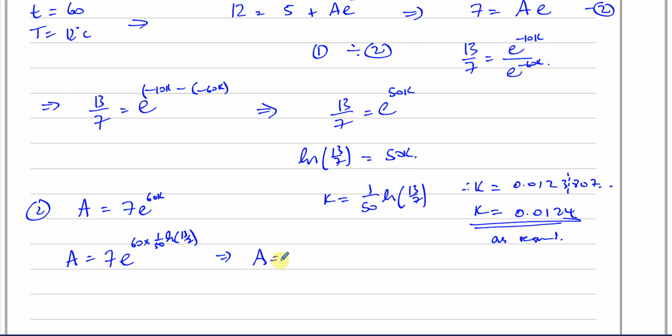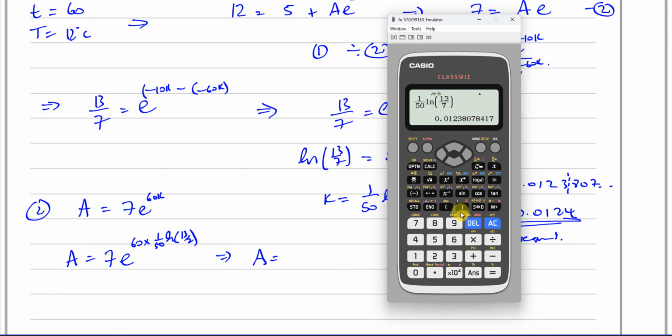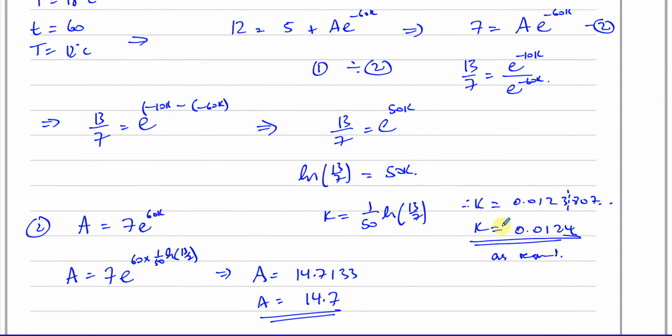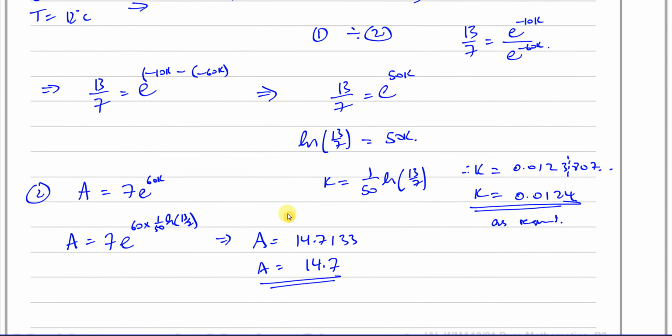So therefore a is equal to, okay, I've got this exact value, so I can just put this in my calculator. So I'll put 7 times e to the power of 60 times my last answer. Okay, and that gives me 14.7133, and I'll write that also to 3 SF, which is a normal procedure, 14.7. So that's the value of the constants k and a. Okay, so there's k and a.